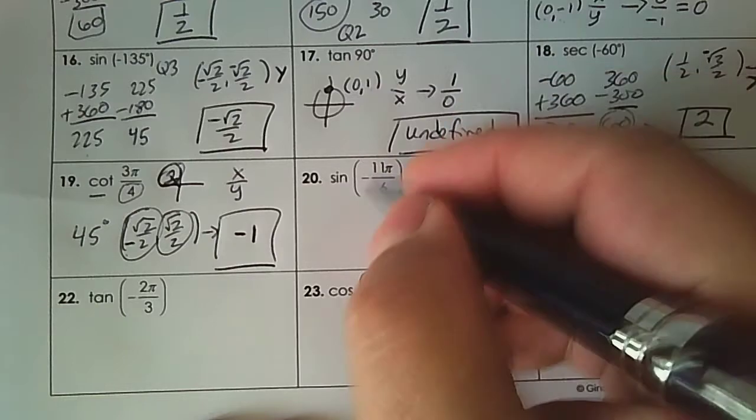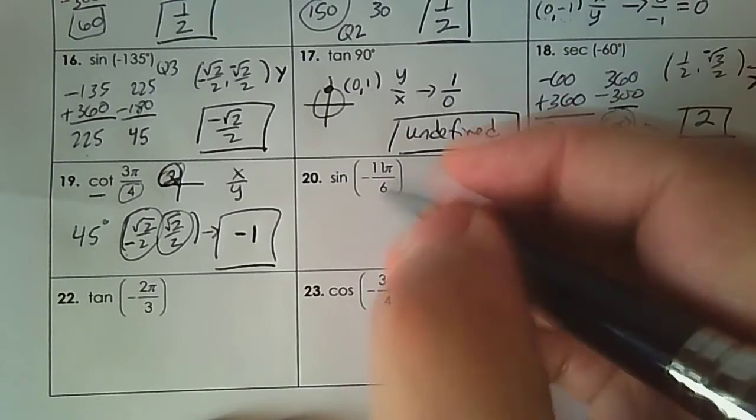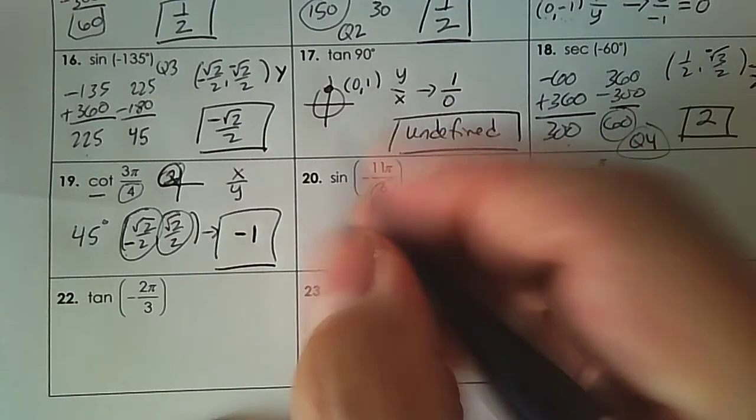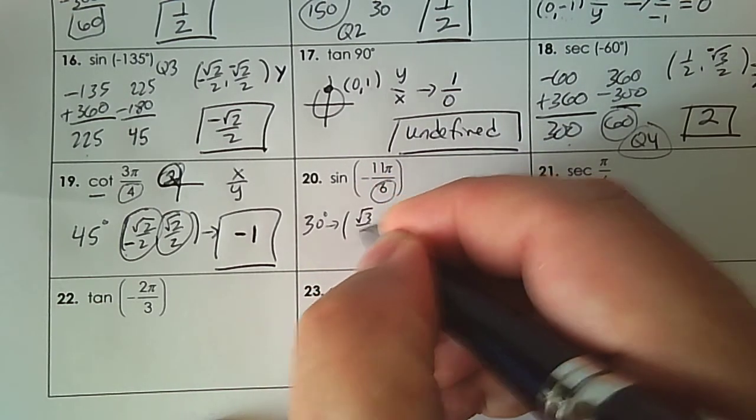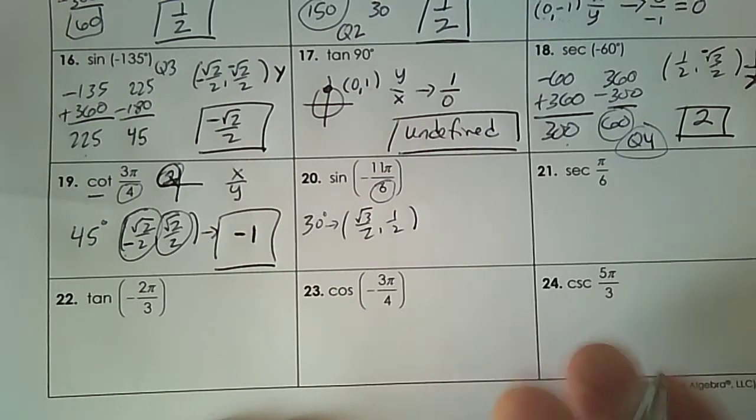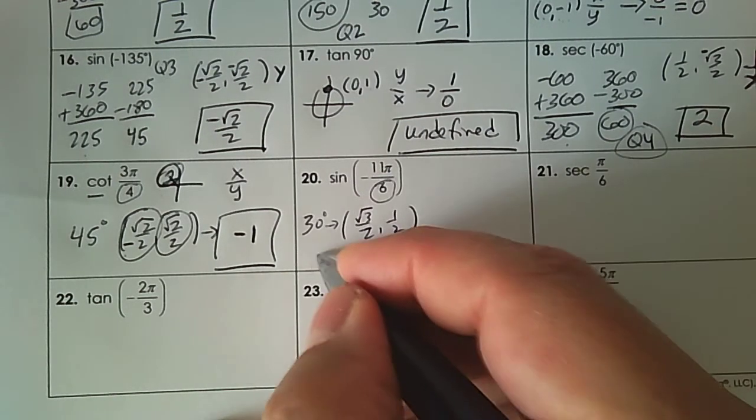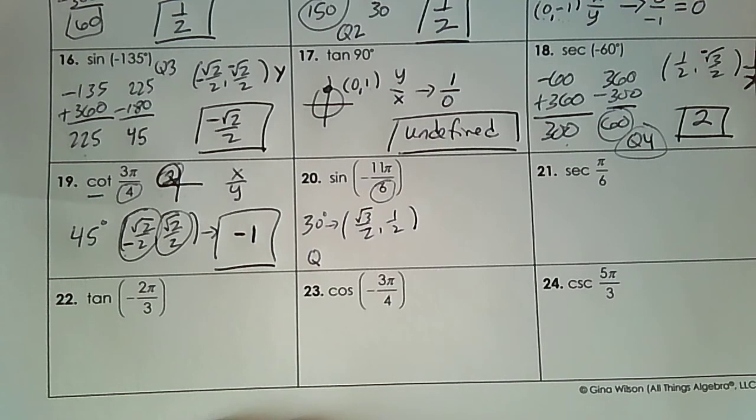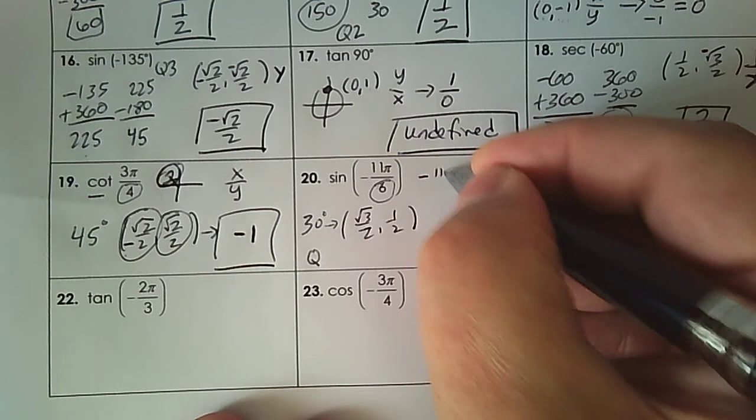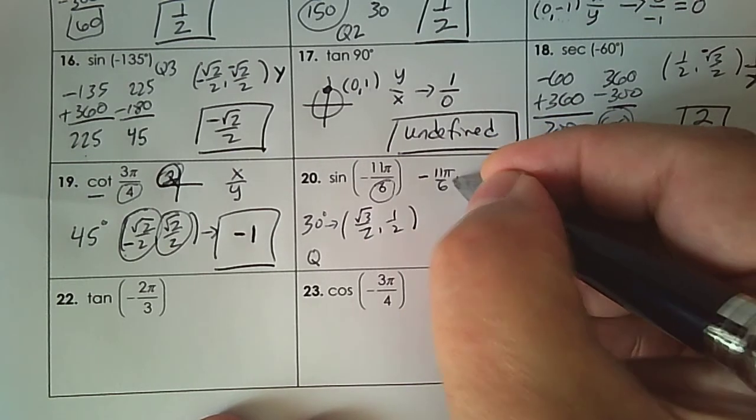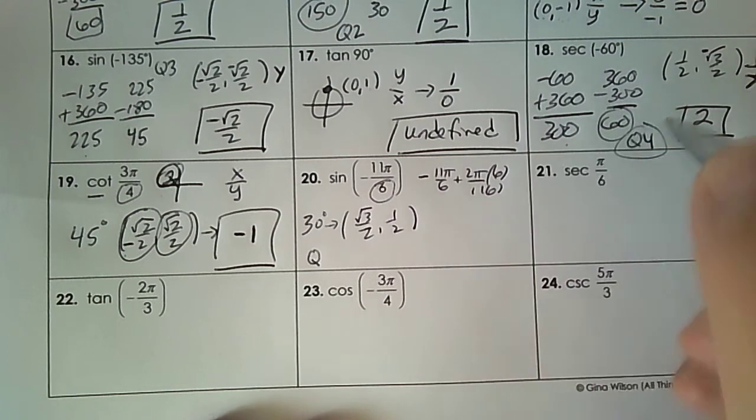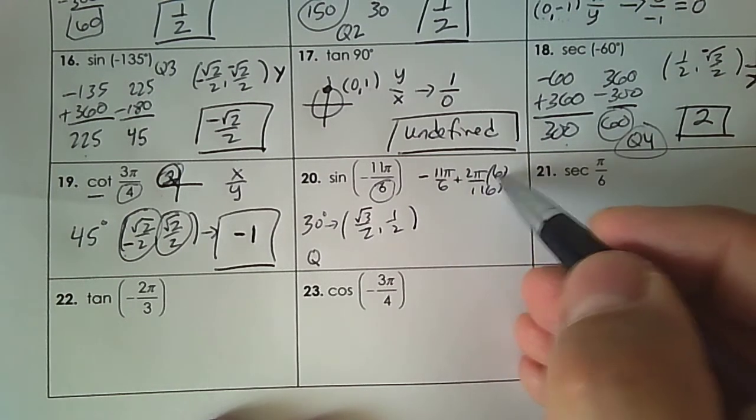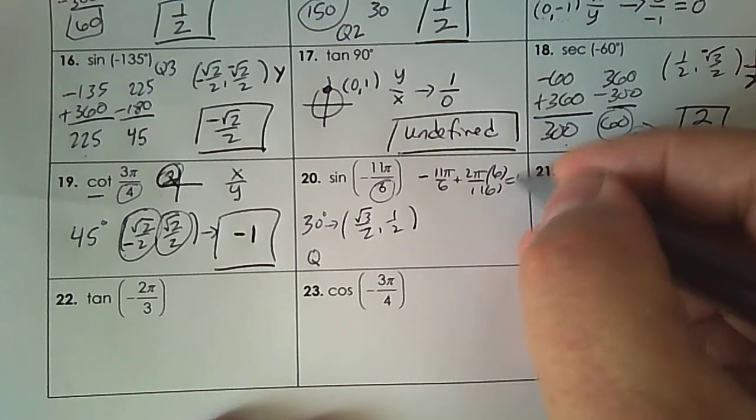20. Negative 11 pi over 6. So first, I know the reference angle is going to be 30 degrees because of the denominator. That means it's either going to be root 3 over 2 and 1/2. Now, what I don't know yet, which I will, is what quadrant negative 11 pi over 6 is. So it might be helpful to write it as a positive angle to see it. So if I add 2 pi to that and make the denominators the same, I get 2 times 6. That's 12 take away 11. That's 1 pi over 6.